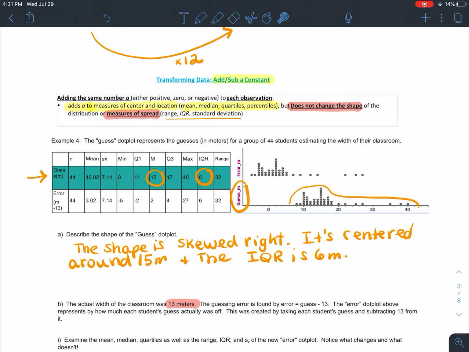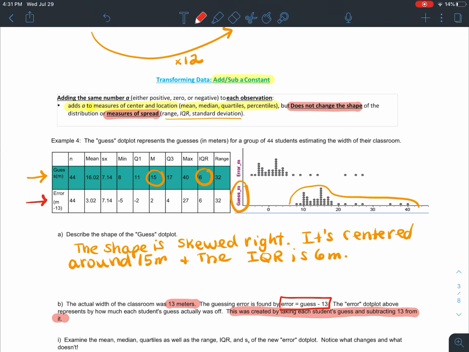The guessing error is found this way. How far off were you? If you subtract 13 from your guess, that tells you how far off you were. So the error dot plot, this top dot plot here, represents how much each student's guess was off by. It was created by taking each student's guess and subtracting 13 from it.